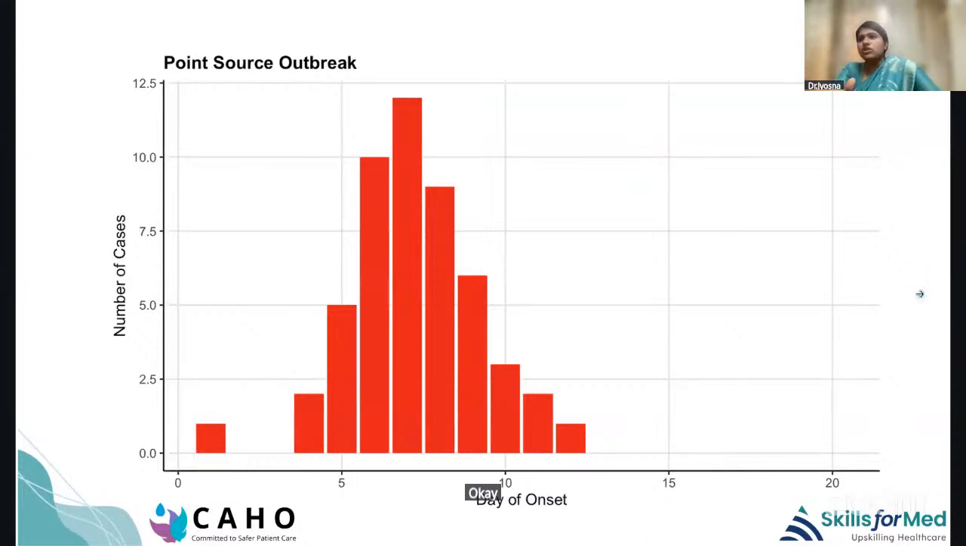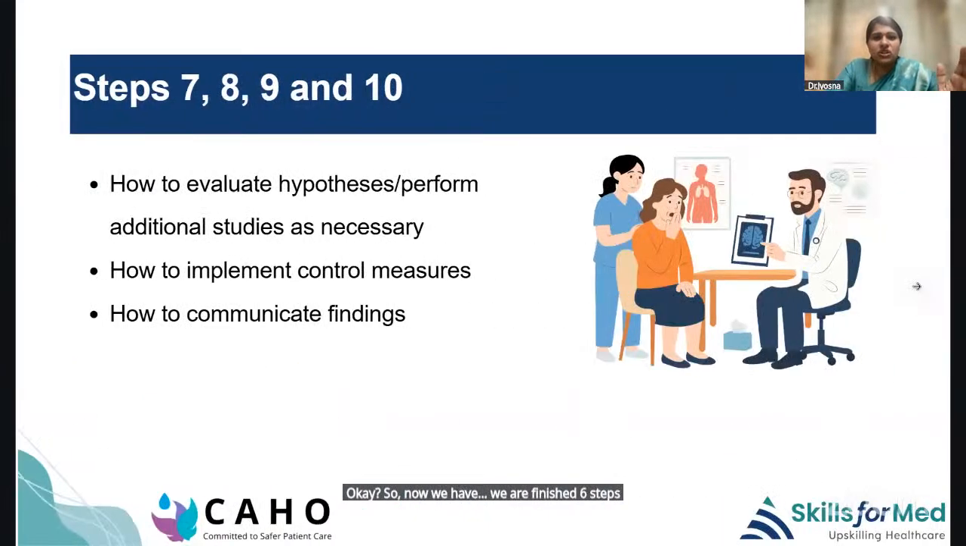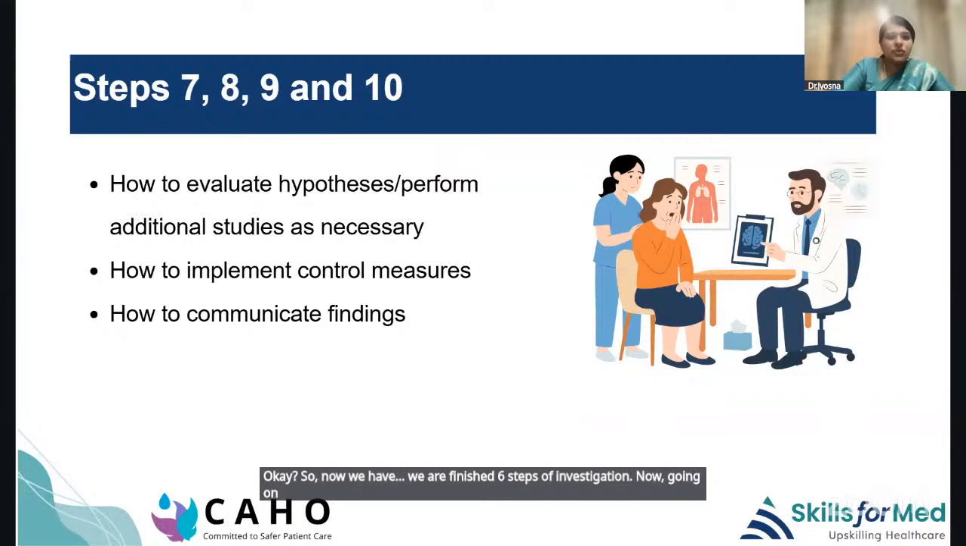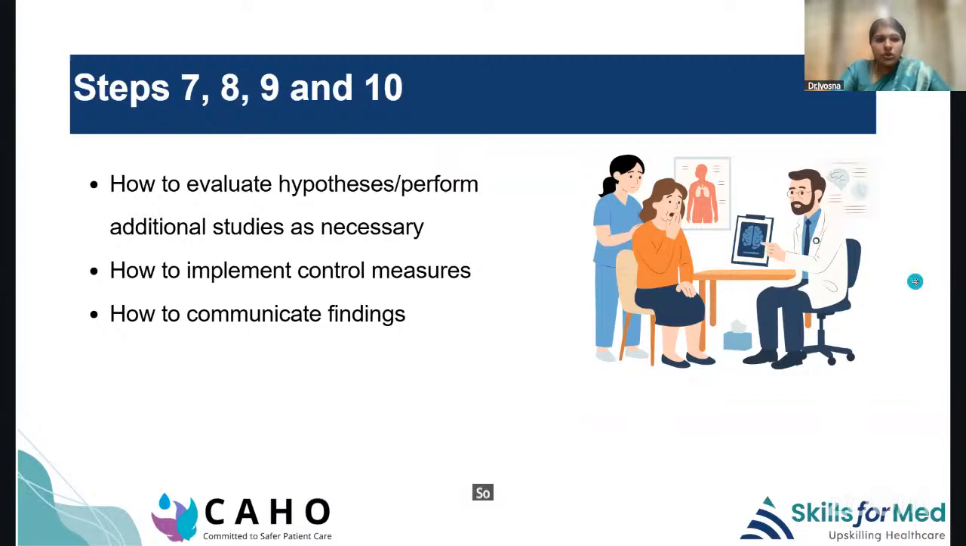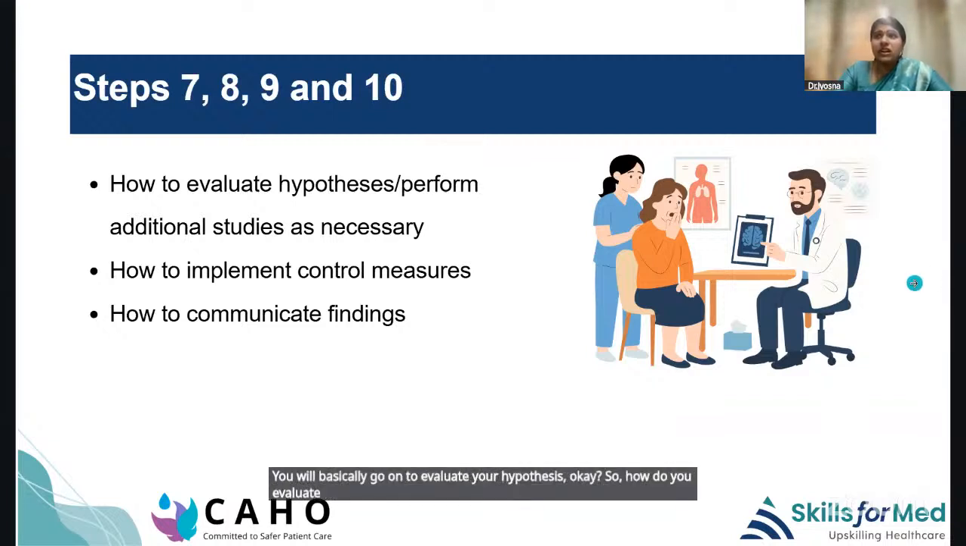Okay, so now we have finished 6 steps of investigation. Now going on to your last 4 steps. Once you have given your definition, hypothesis, etc., you will go on to evaluate your hypothesis. So how do you evaluate? Go and do a literature review.